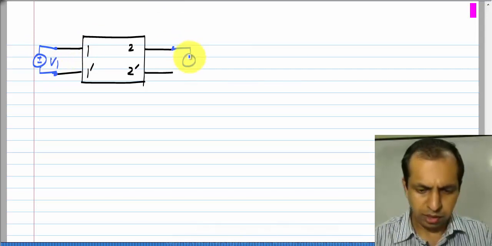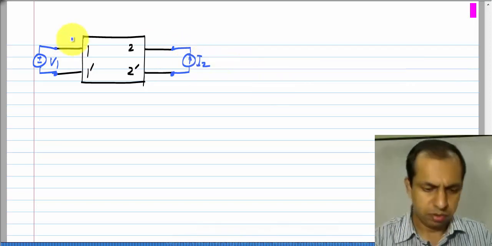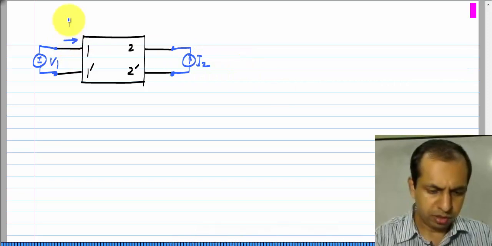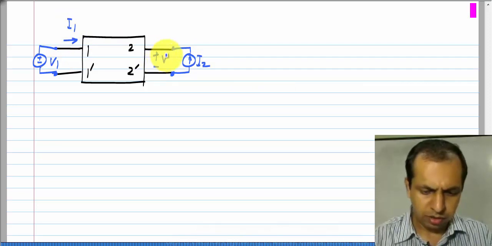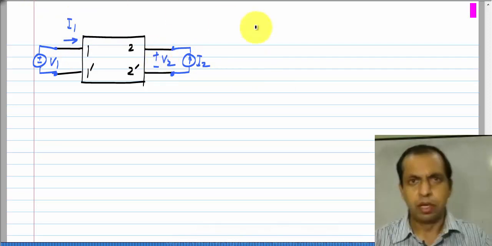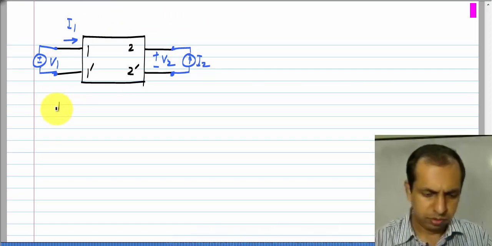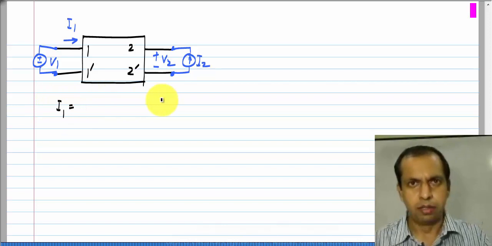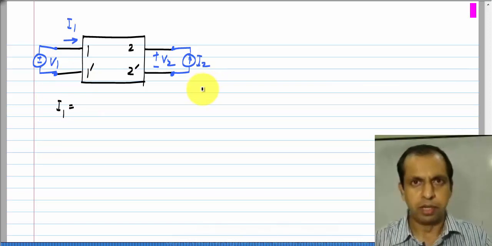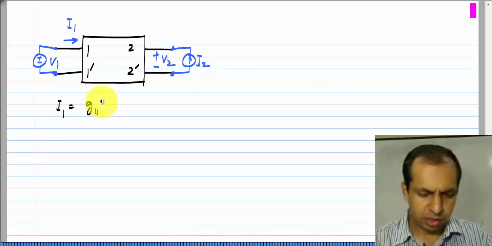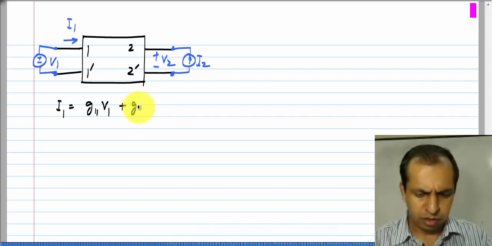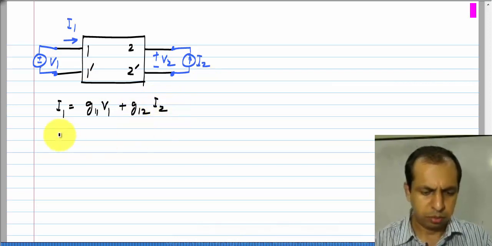So, we apply V 1 and I 2 and measure I 1 and V 2. As you expect, both I 1 and V 2 are linear combinations of the applied independent sources, which are V 1 and I 2.